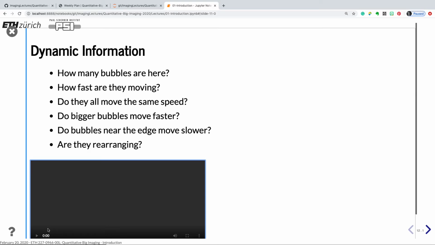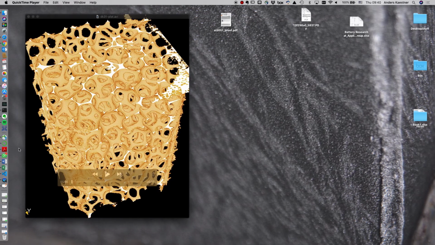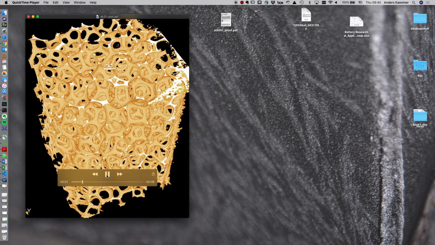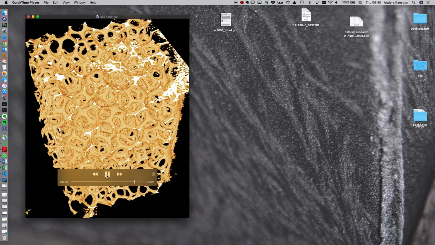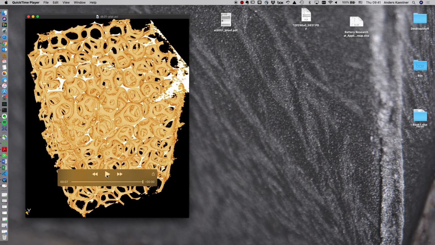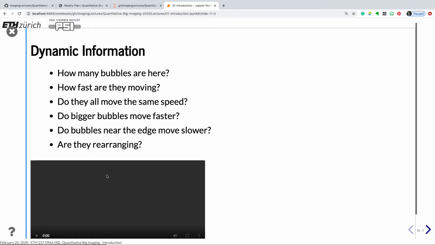Let's see if this one runs, which I don't think. So let's play it like this. So we have this movie, which is a foam, where there are bubbles that are rising. And now we want to quantify something about these bubbles. First of all, how many bubbles do we have? How fast are they moving? Are all moving at the same speed? Which is the speed? Is it depending on the size? Is location important for the movement? And questions like this is information we want to extract from the images.